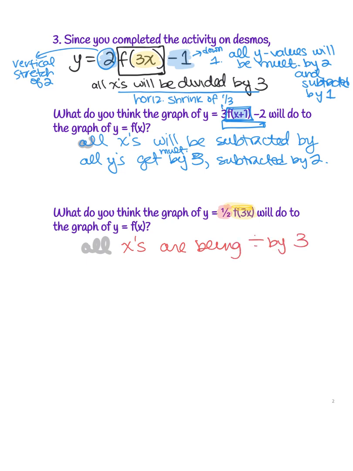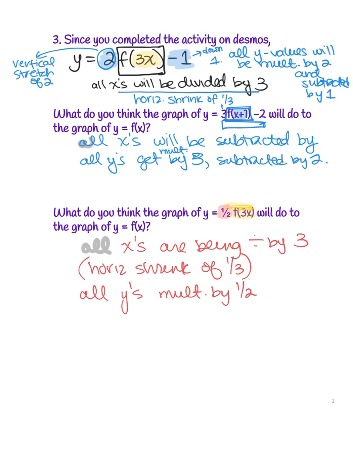So just keep in mind that means it's a horizontal shrink of a third. And all y's are multiplied or divided. I was going to say multiplied by 1/2 or divided by 2. So it doesn't really matter which way you want to say. Multiplied by 1/2. So let's say then that's going to be a vertical shrink of 1/2.